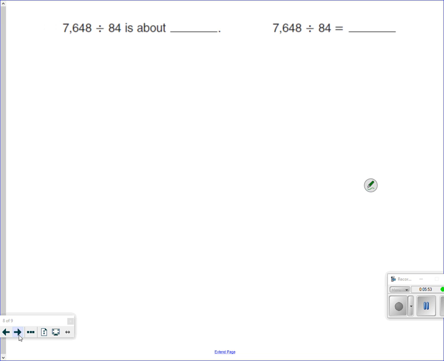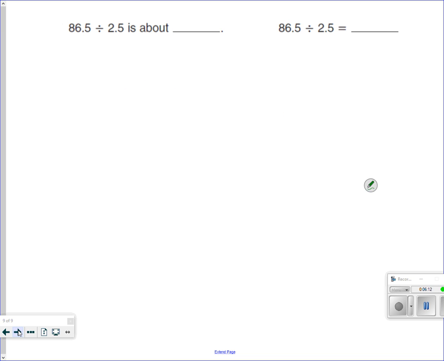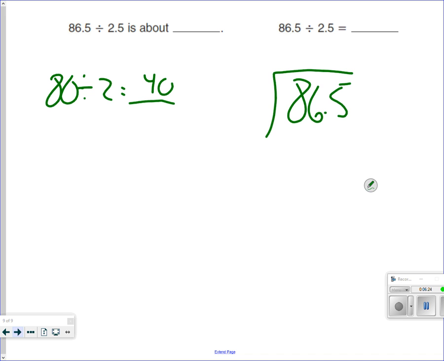Next problem. 7,648 divided by 84. I'm going to round it to 7,000 divided by 70. So my answer should be right around 100. So when I'm setting this up, 7,648 divided by 84 should be very close to 100 for an answer. This one I'm going to go 80 divided by 2. It's about 40. When I set this problem up, my answer will be very close to 40.